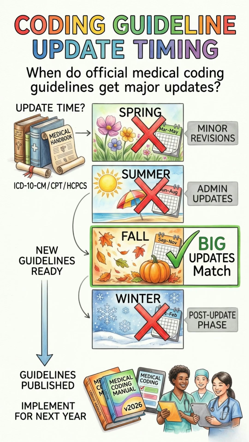98. When do the official medical coding guidelines usually receive their big updates during the calendar year? The major coding updates are typically published during the late fall season of every single year. You must read these new updates carefully, so you can share the changes with the doctors.